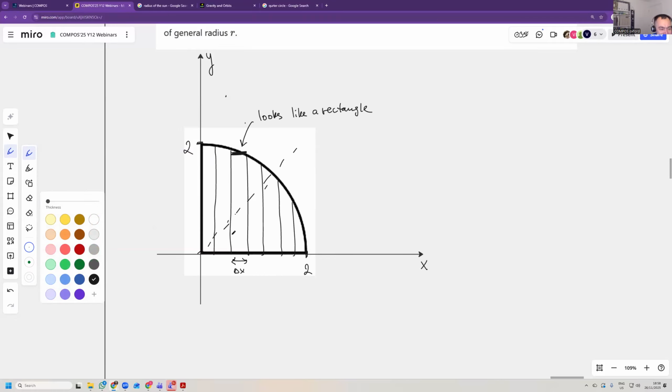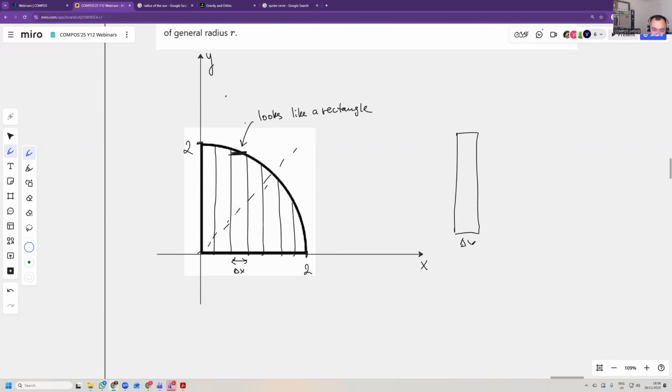So looking at that rectangle, this is delta x, the width of that rectangle, and the height of that rectangle is just y. So the area is y delta x. So the mass, if we know the surface density, is area multiplied by sigma, which is y delta x sigma. Right? Nice.